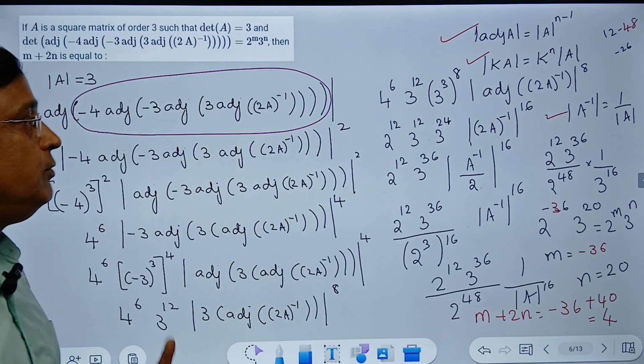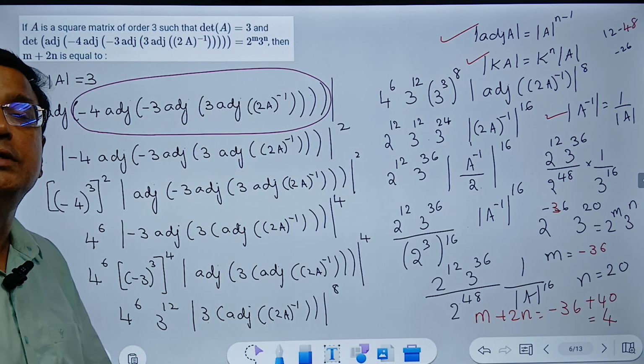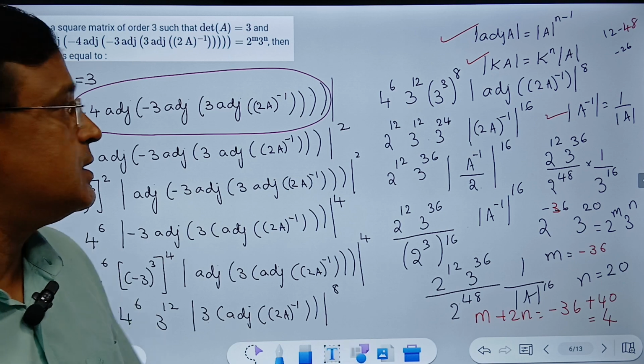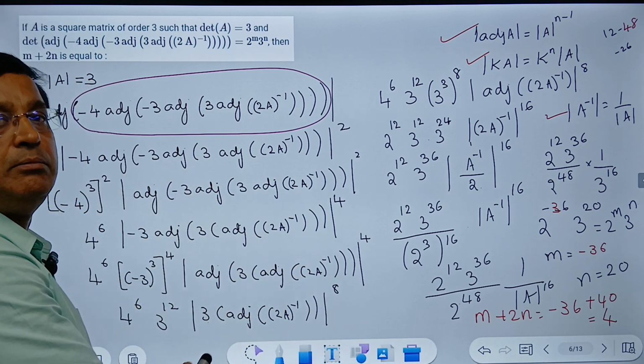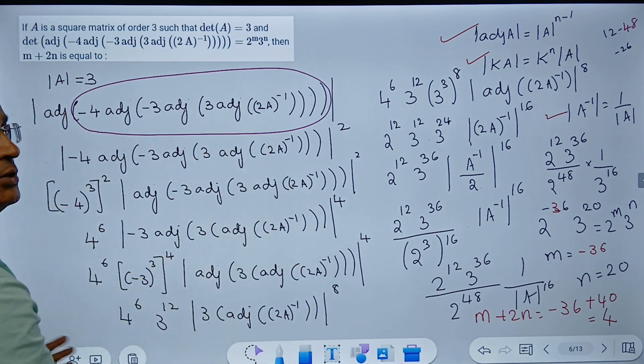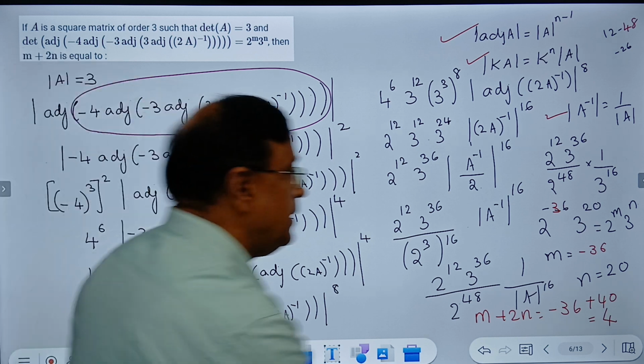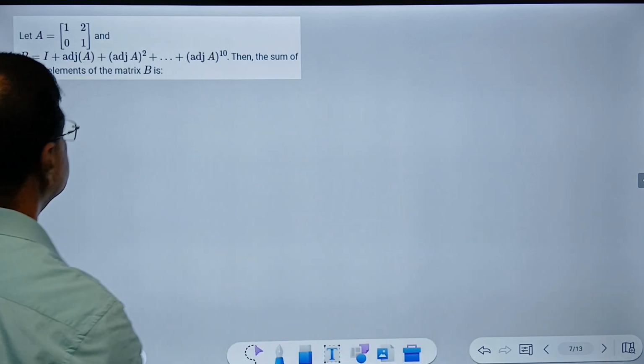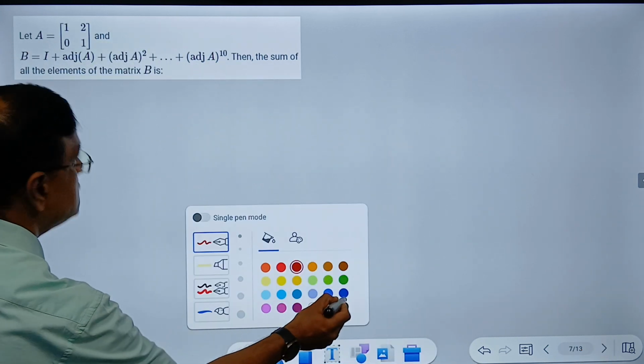This will also help you if you do this type of work. It will also make your life easy as far as the board exam in CBSE is concerned, because you do a much milder sum, and almost all properties you use in this problem. Okay. Let's go to the next question. This is a very, very nice problem.